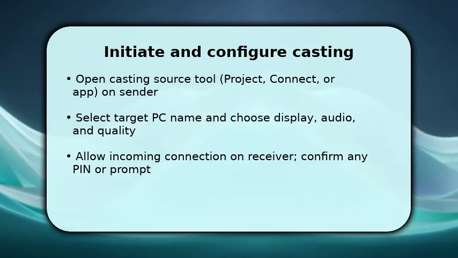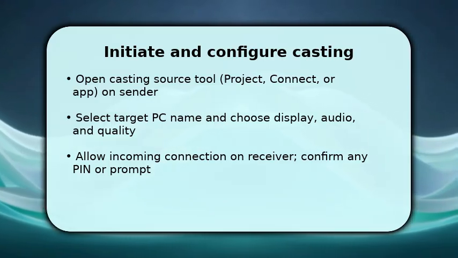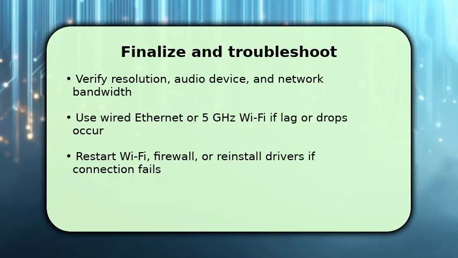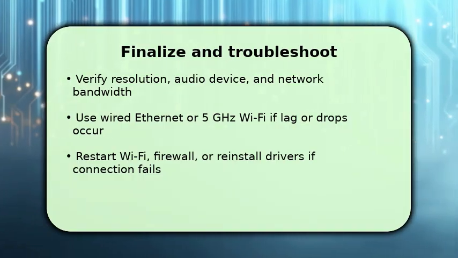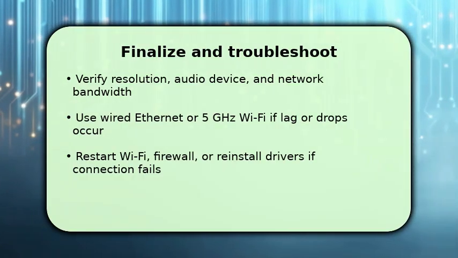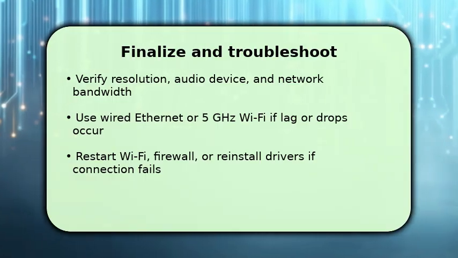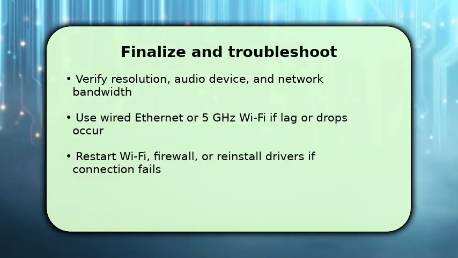You complete the setup by verifying display and audio, check resolution, choose the correct playback device, and confirm adequate network bandwidth. If you see lag or dropped frames, switch to wired Ethernet or 5 GHz Wi-Fi and lower the stream quality. This reduces packet loss.